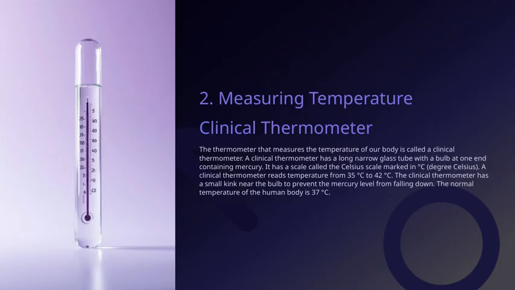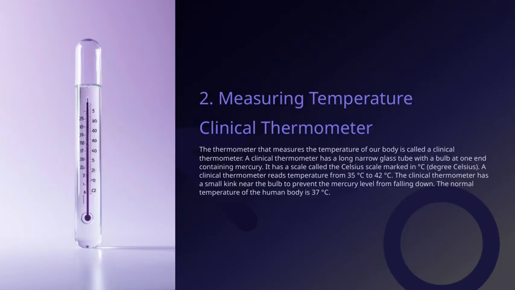One important feature is the small kink near the bulb, which prevents the mercury from falling back down after we take a reading. The normal body temperature is around 37 degrees C, which is considered healthy. Remember, this device is essential in medical settings for accurately checking if someone has a fever or if their body temperature is within the normal range.